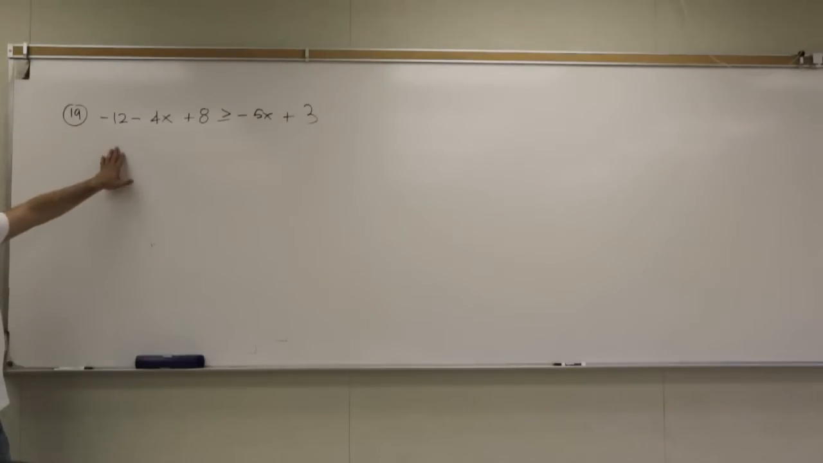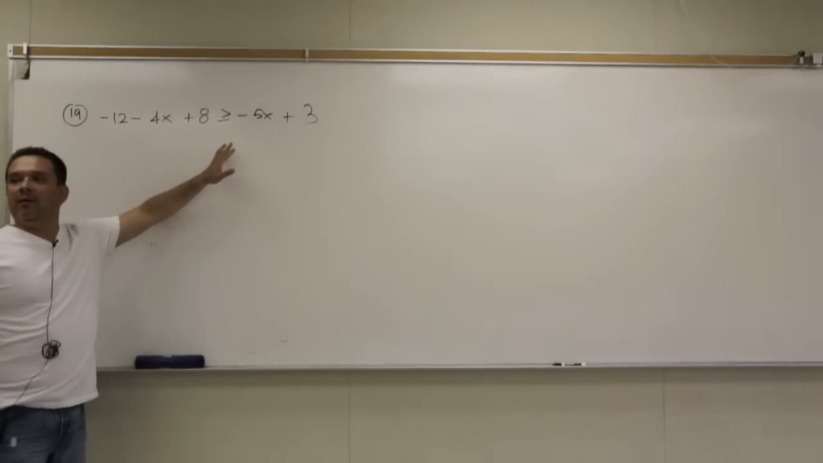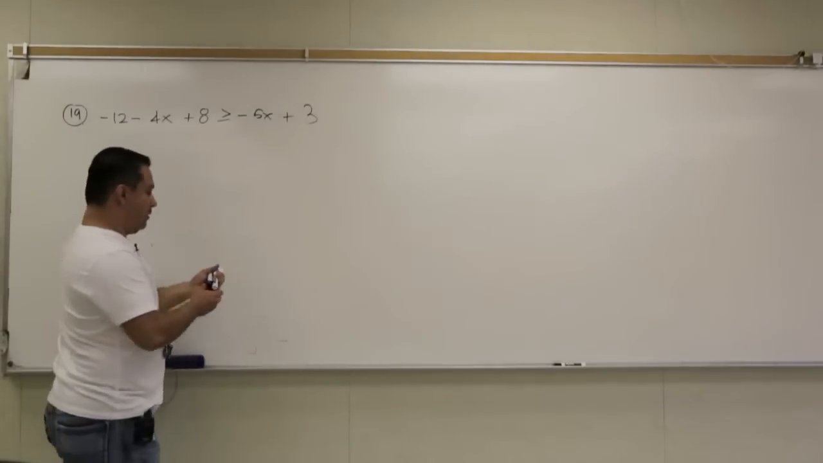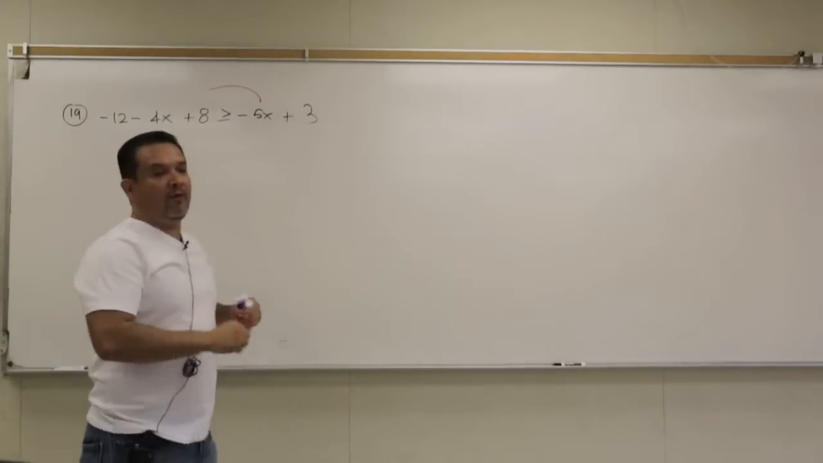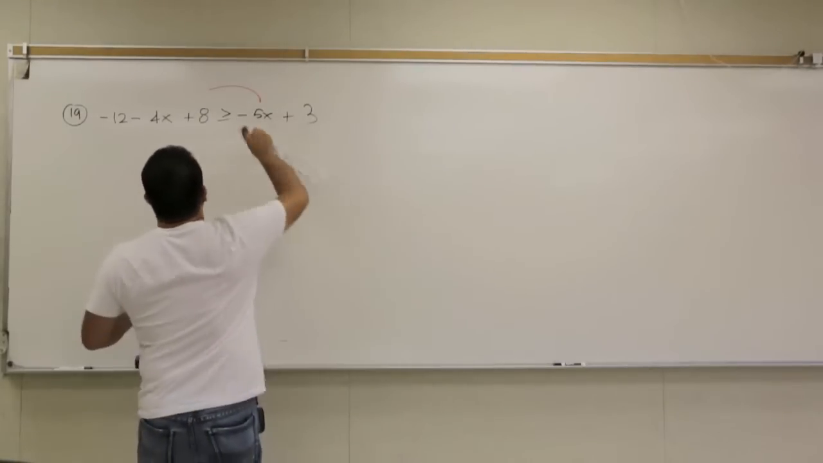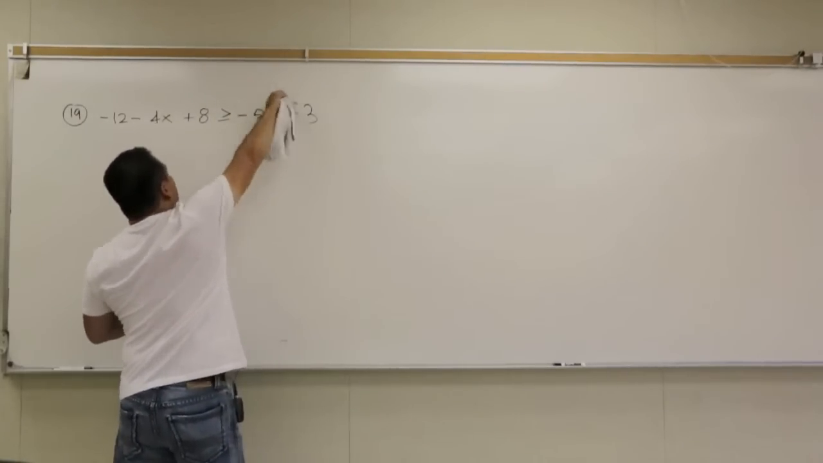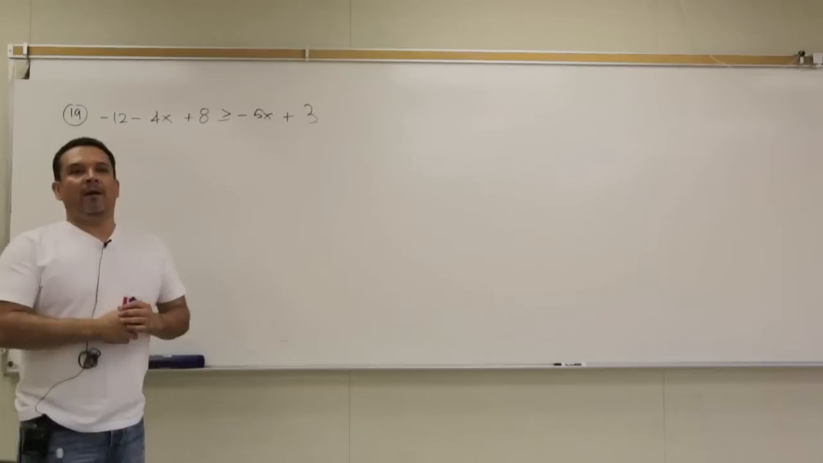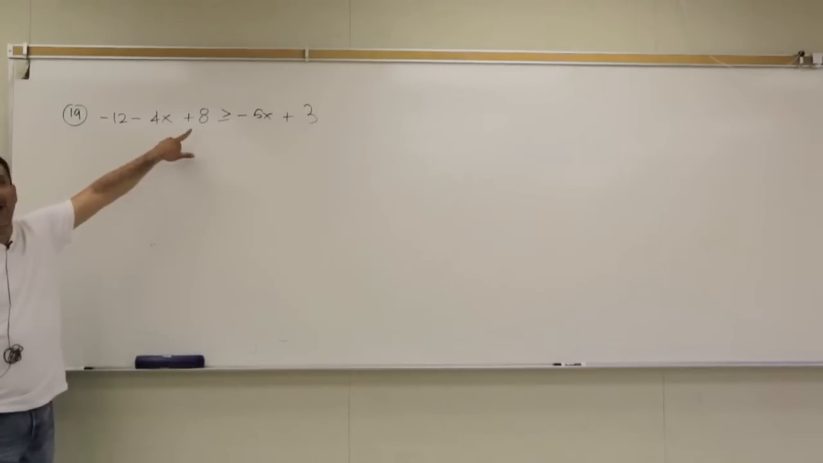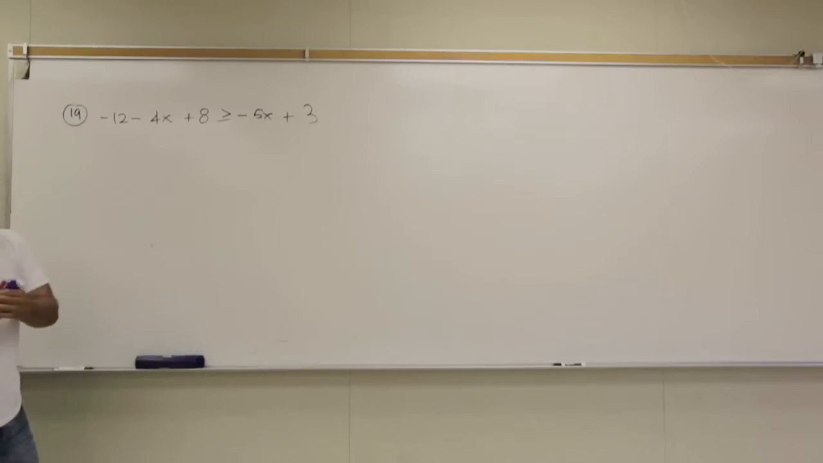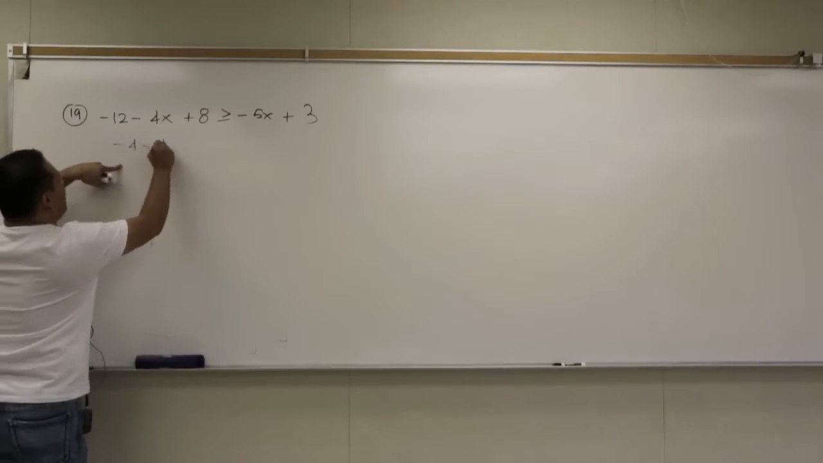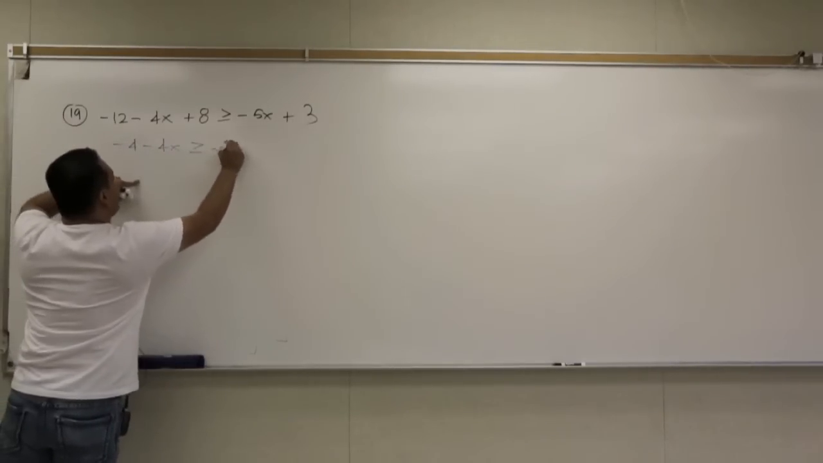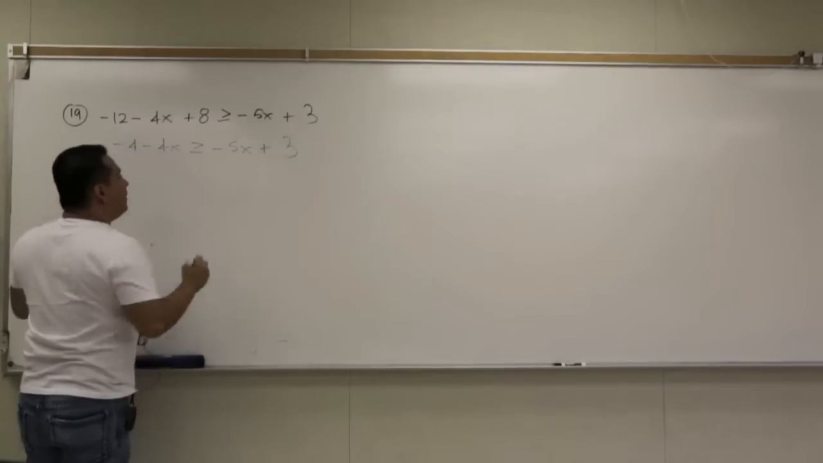Again, what are you guys used to seeing? X on one side. Okay, so you're going to translate this. But before we even translate, notice this problem is kind of funny in a sense. Can I combine my negative 12 and my 8? Yeah. Sometimes they give you problems like that, especially on the worksheet. So negative 12 plus 8, isn't that negative 4 minus 4x greater than or equal to negative 5x plus 3? Okay, and then what?